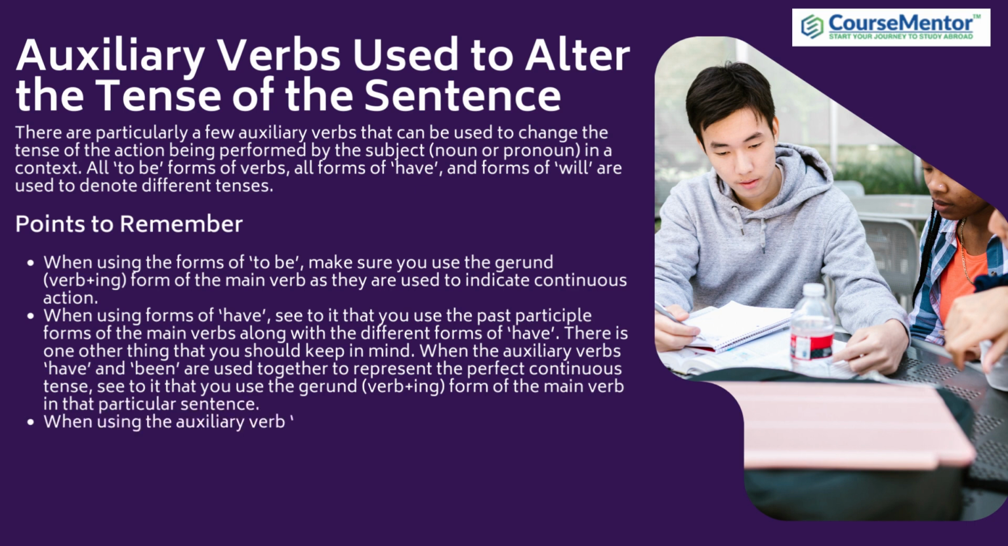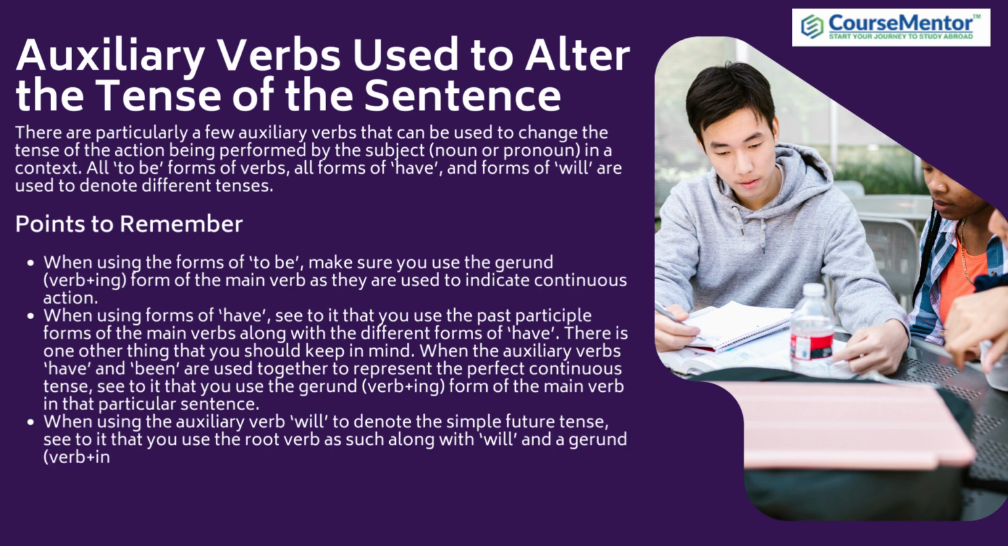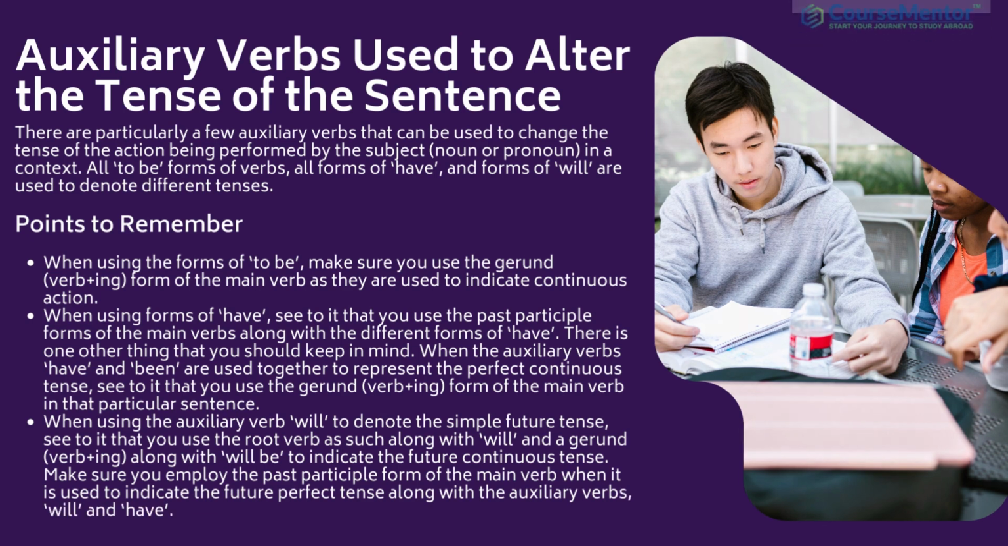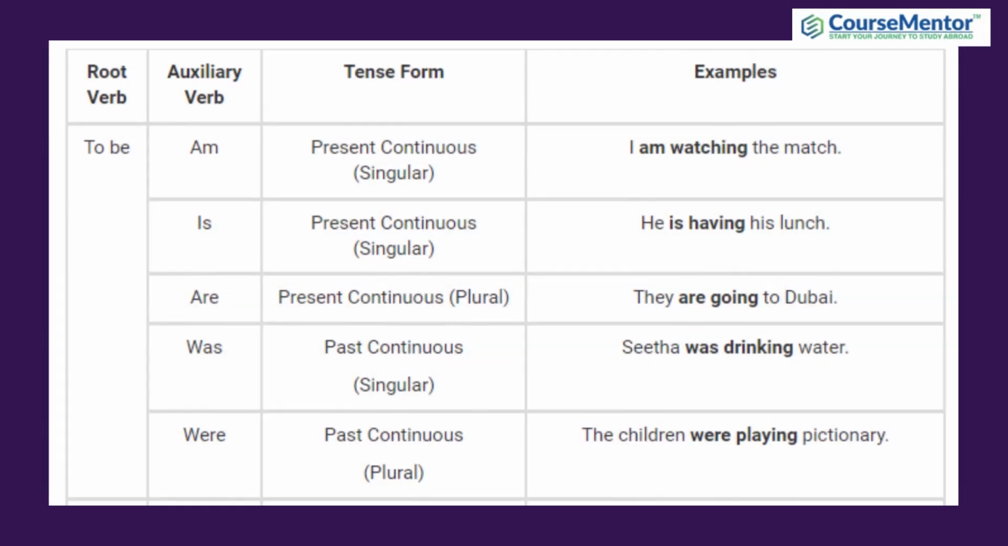When using the auxiliary verb will to denote the simple future tense, see to it that you use the root verb as such along with will, and a gerund, verb plus ing, along with will be, to indicate the future continuous tense. Make sure you employ the past participle form of the main verb when it is used to indicate the future perfect tense along with the auxiliary verbs will and have. Let us look at the following examples to learn how to use them in sentences effectively.